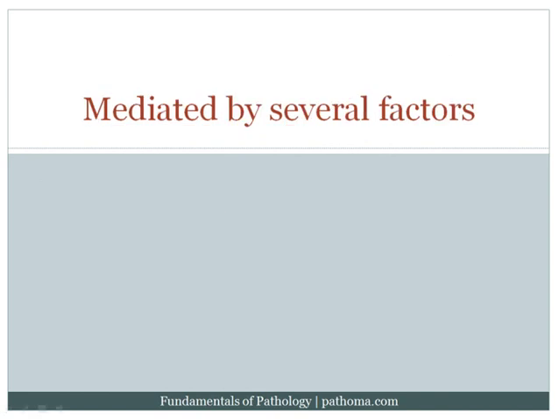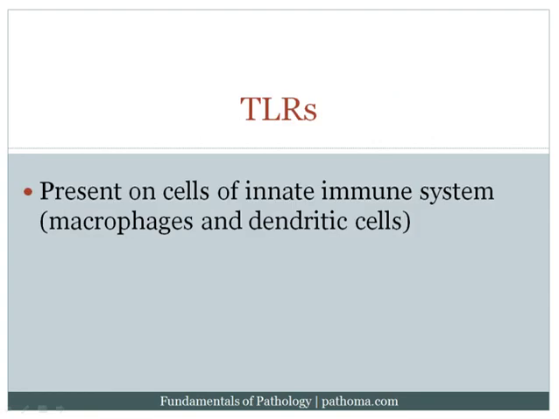The immune system, in particular here, acute inflammation, is mediated by several factors, and examiners like to ask questions about these factors, and these factors sort of produce a symphony called acute inflammation, and so it is important to be aware of the individual factors, and we're going to take a little bit of time to go through each of these. So the first are toll-like receptors, also called TLRs. And toll-like receptors are actually present on cells of the innate immune system, for example, macrophages and dendritic cells. And the toll-like receptors have the ability to recognize something called PAMPs.